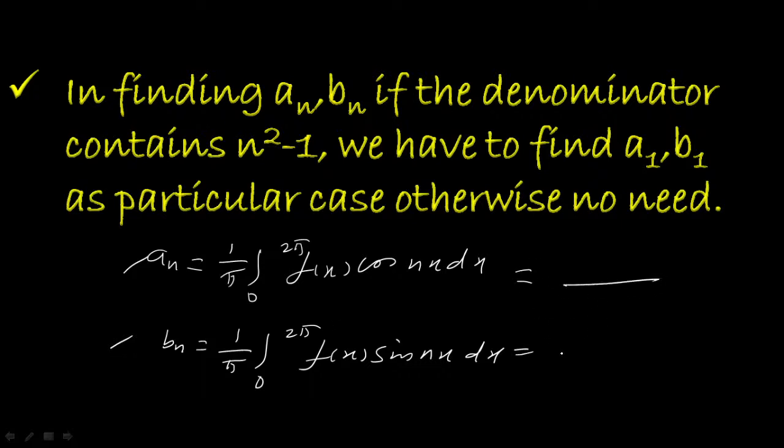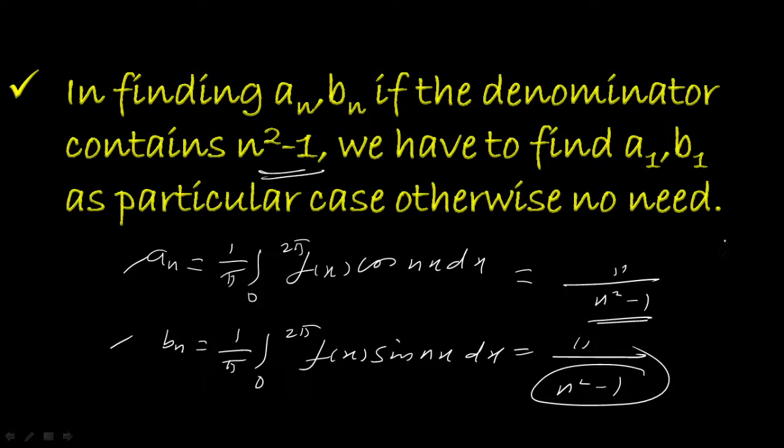Suppose after integrating and substituting the limits, you get a denominator, so in either of them, don't worry about the numerator, okay. If the denominator consists of the term n² minus 1, then we have to find the particular case, that is we go for calculating a1 and b1, okay. So if both of them consist of the term n² minus 1, you have to calculate a1 and b1. a1 is calculated by just replacing n by 1.